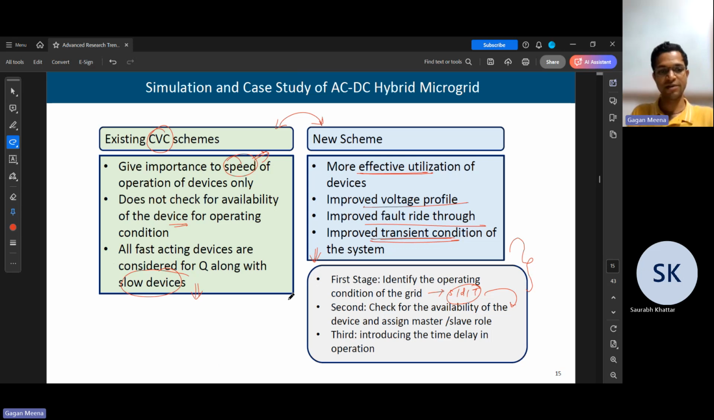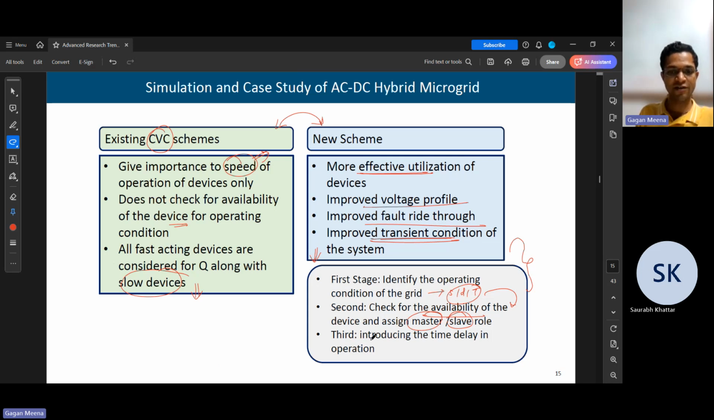The first step is to distinguish the operating condition. Second is to distinguish between the devices, which one is slow, which one is fast. So the slow one will act as the master and the fast one will act as the slave. The slave will follow the master. So check for the availability of the device. Now identify the device, check the availability of the device and then assign them the master-slave role. The slow will become master and fast will become slave.